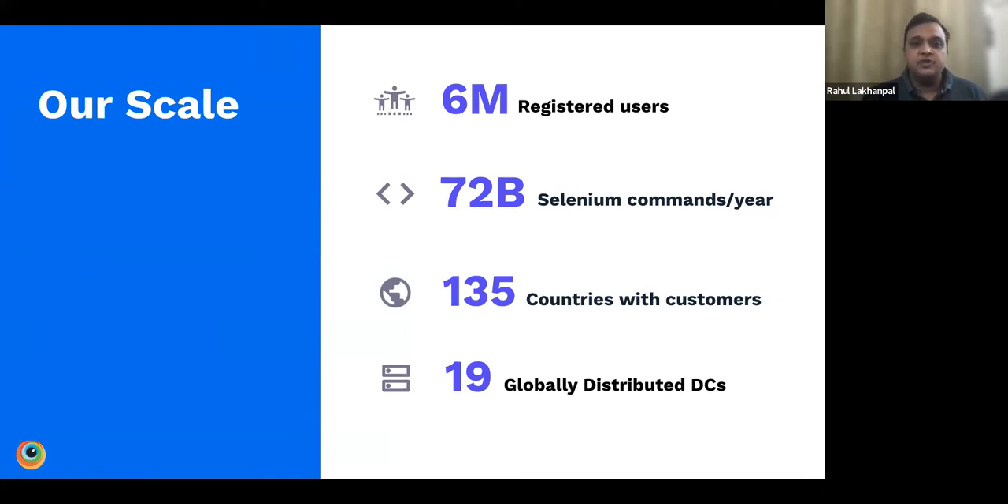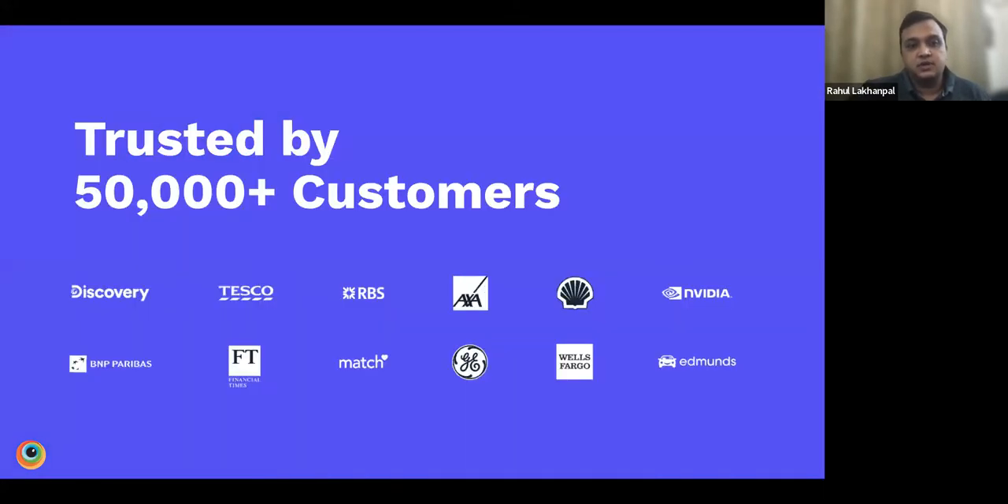And just one of the reasons for that is the fact that we also have globally distributed data centers, because I'm sure you as QA practitioners know how important it is to test without any sort of latency or poor response time. And that is something that we would want to avoid and have invested heavily in terms of the data centers as well.